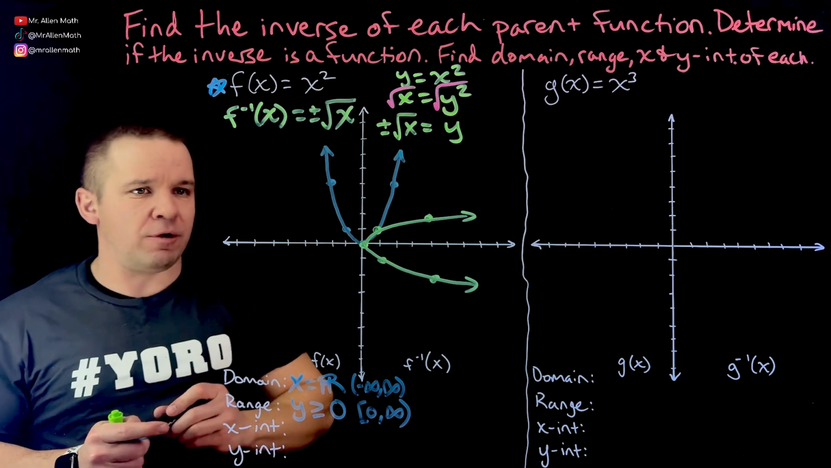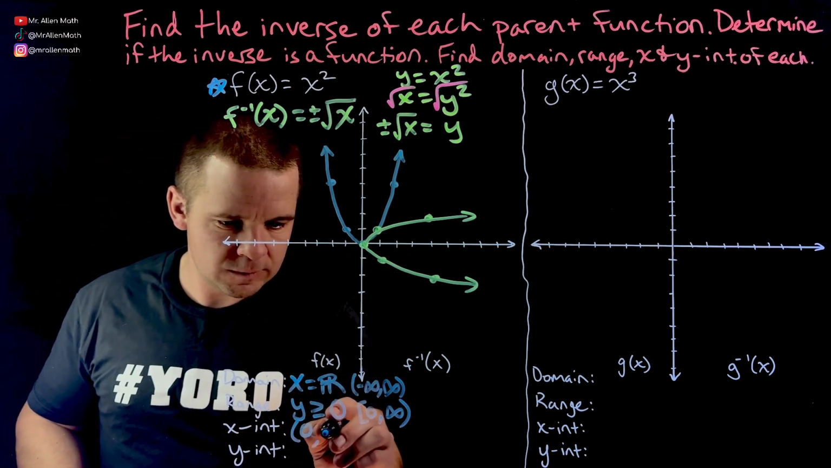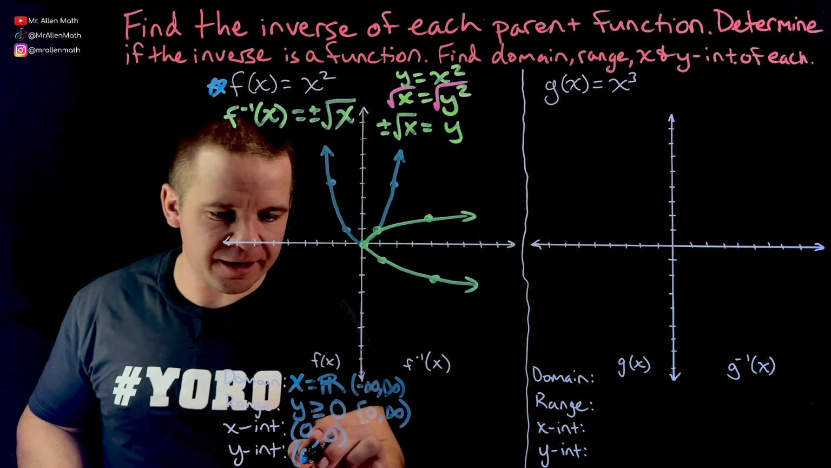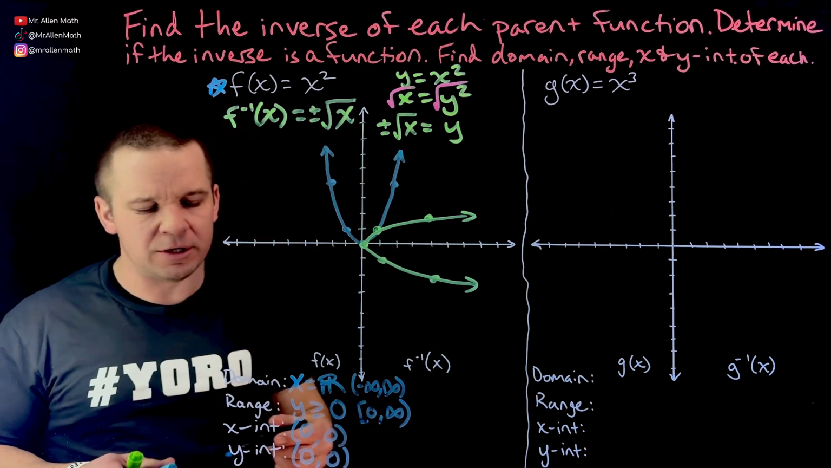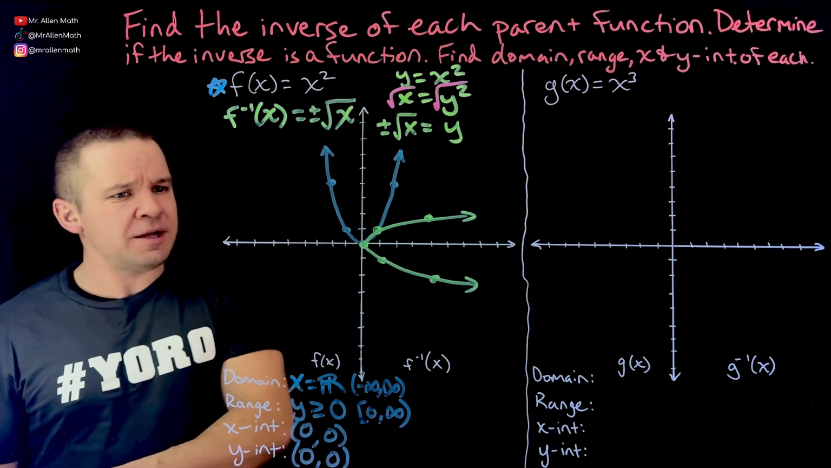Okay. X-intercept. Do I have one? Yes. X-intercept is 0, 0, which happens to also be my y-intercept, 0, 0. It's passing through the origin, so nothing special there. Okay, nice. I like that.